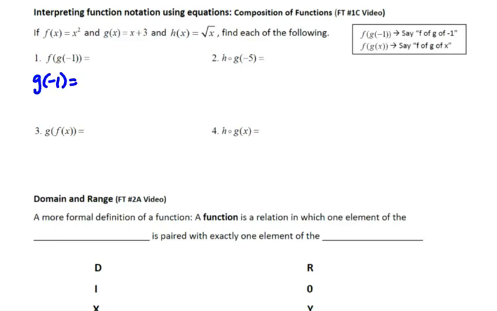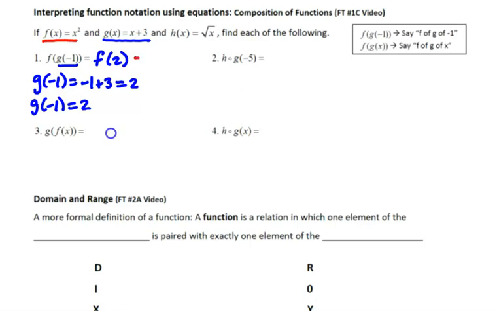That means we use negative 1 as an input into the g function. So negative 1 plus 3 is 2. So g of negative 1 equals 2. That's our output value. So if g of negative 1 is equal to 2, then we can just replace g of negative 1 with 2. So now we say f of 2. The output of the g function becomes the input into the f function. Our f function is f of x equals x squared, so we make this 2 squared, which is 4. So f of g of negative 1 is equal to 4.